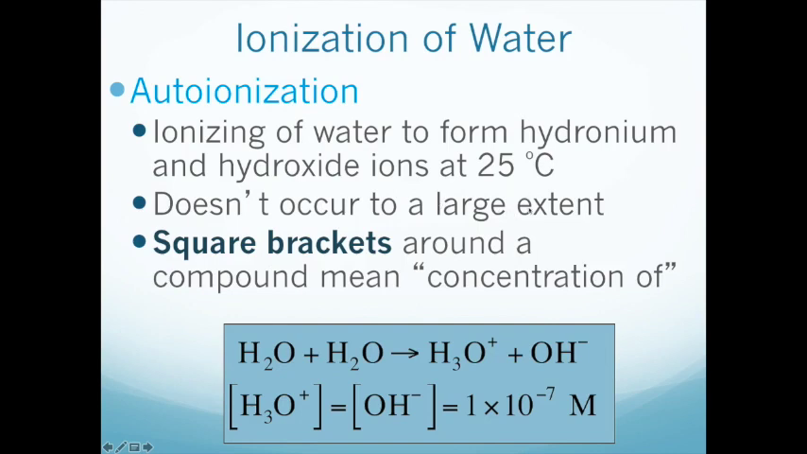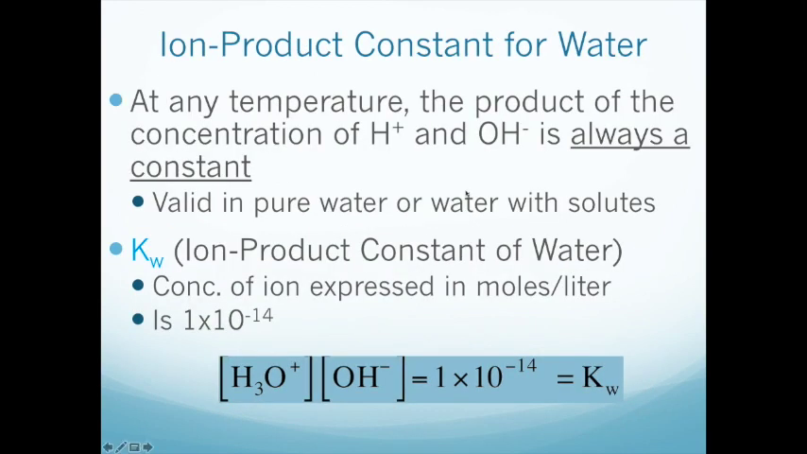And we say that the concentration of both hydronium and hydroxide ions is equal to 10 to the minus 7 molar. So in 1 liter of water, there will be 10 to the minus 7 moles of these ions present. So if the concentration of these two ions is constant at 25 degrees Celsius in pure water, we will then say that the product of those two concentrations is equal to the ion product water constant, which is equal to 10 to the minus 14.